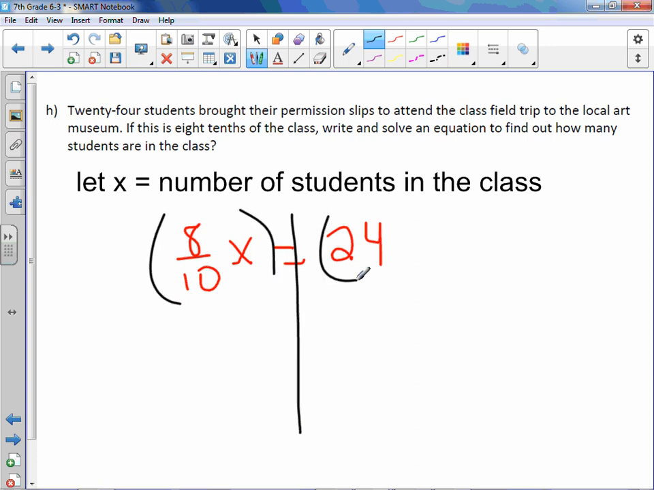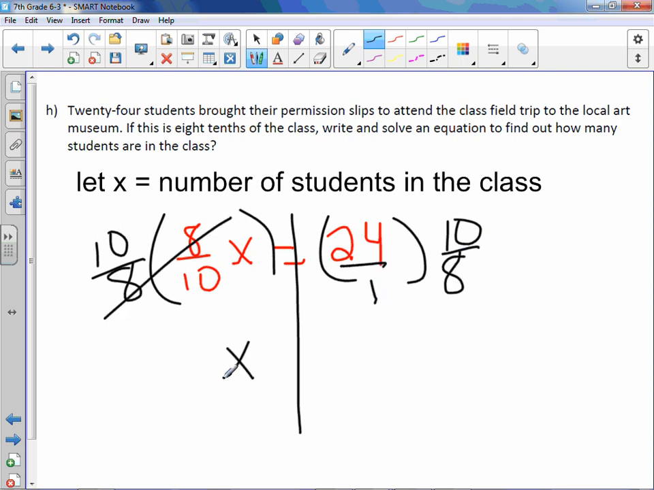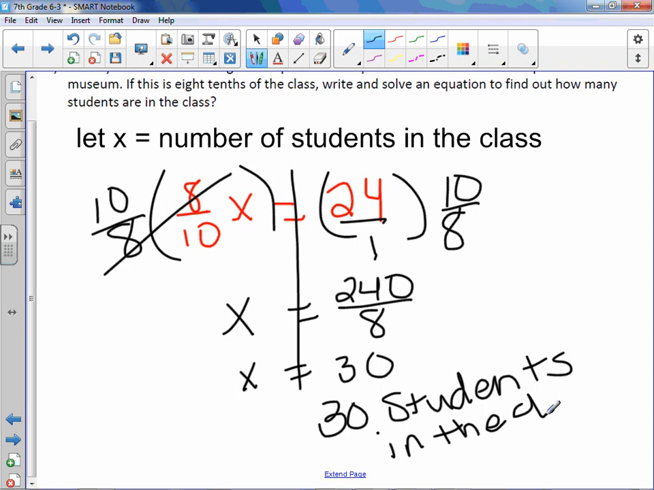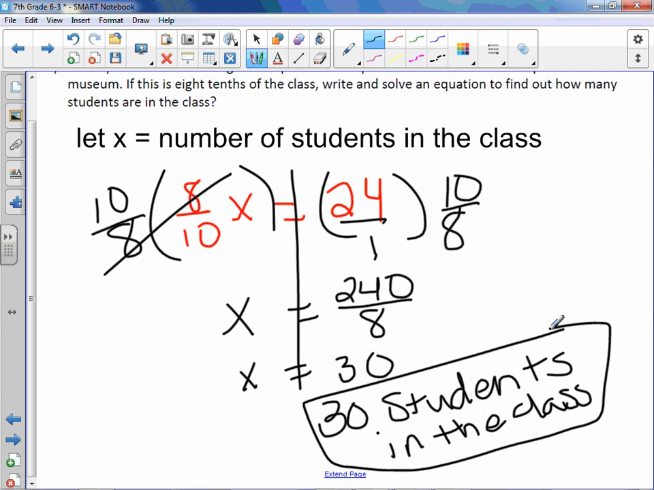We need to multiply by the reciprocal, which is 10/8. I'll put that over 1. x equals 240 over 8, which reduces to 30. So our answer here is 30 students, and again, we need to specify in the class. When you have let statements, your answer, more often than not, will be that label. So 30 students in the class.